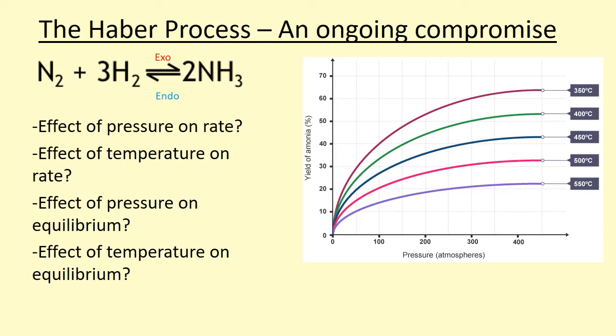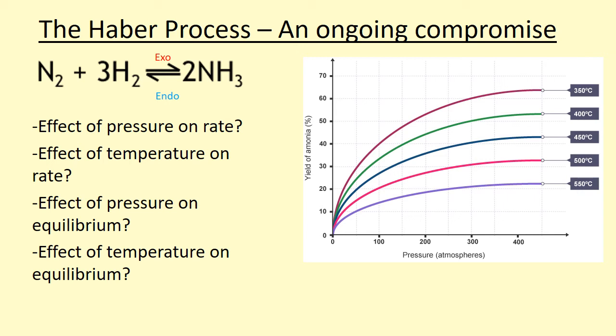But the big thing to realise, being an industrial process, is that this is an ongoing compromise. So let's have a look at this reaction. We have nitrogen plus hydrogen making ammonia. The forward reaction is exothermic, the reverse reaction is endothermic. And we've got a graph here showing what yield of ammonia we get at different pressures and at different temperatures.